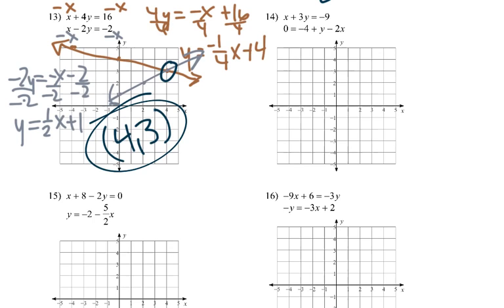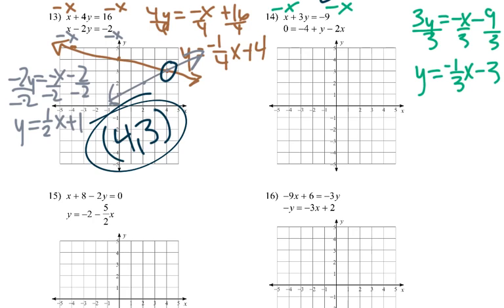Okay, 14. Subtract an x from both sides. Get 3y equals negative x minus 9. Divide by 3. We get y equals negative 1/3 x minus 3. So down to negative 3. Down 1 to the right 3, or up 1 to the left 3.